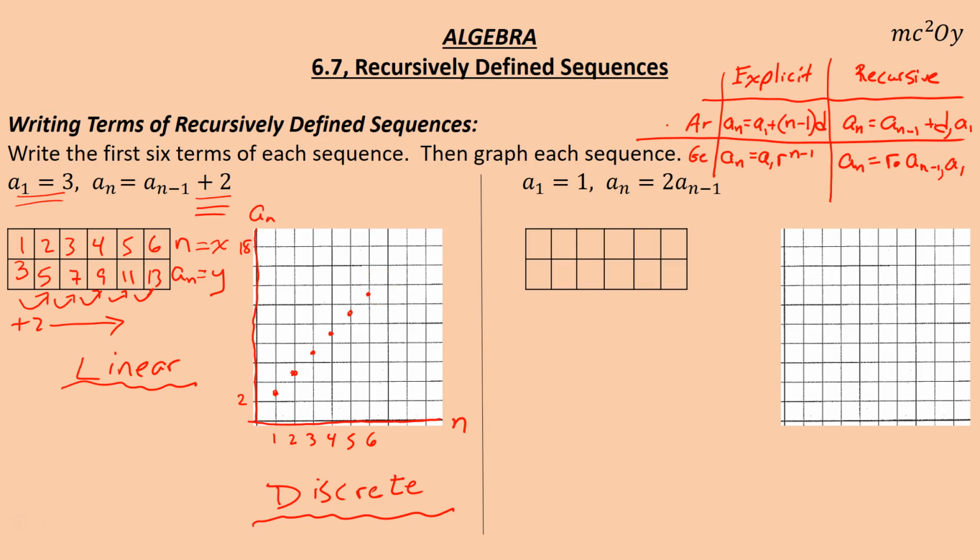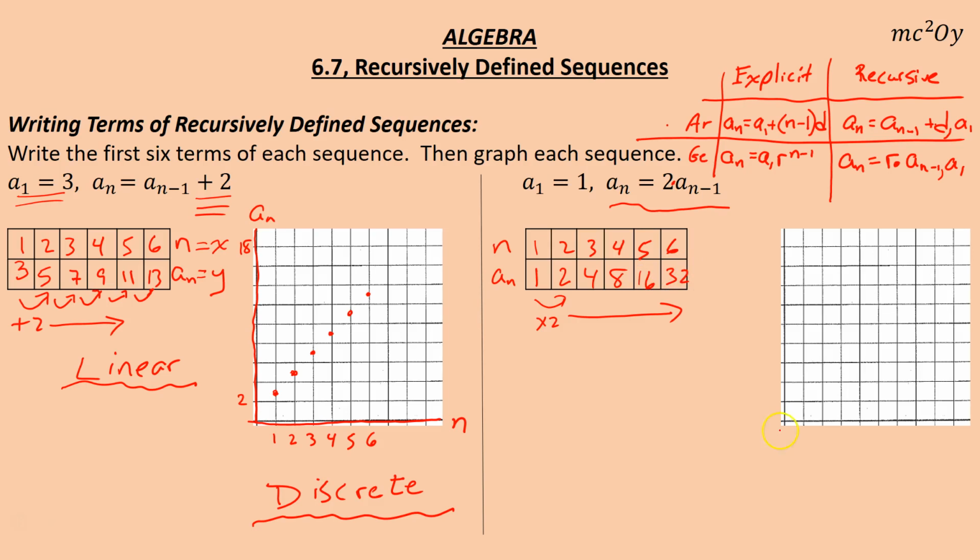Let's go ahead and look at another one here. A sub 1 is 1. Remember, here's n, and here's a sub n. There's 1, 2, 3, 4, 5, and 6. Well, a sub 1 is 1. And then we're given this pattern. Notice you don't see any addition signs, so that means we're multiplying. And we're multiplying by our ratio. This is a recursive rule for geometric here. The ratio is 2, means we're multiplying by 2. So this would be 2. And if we continue that, 4, 8, 16, and 32.